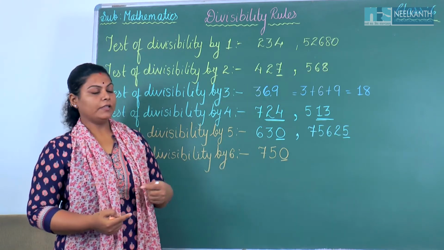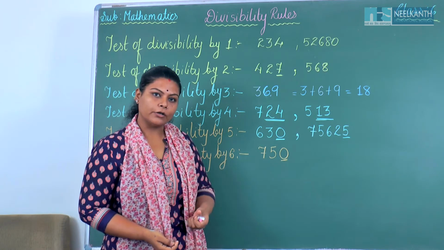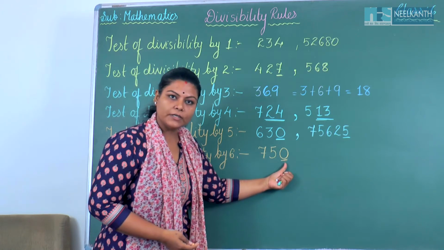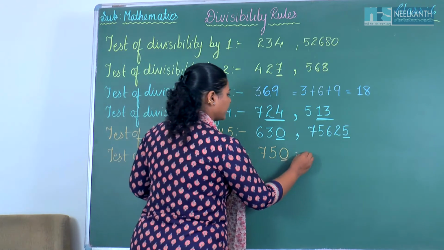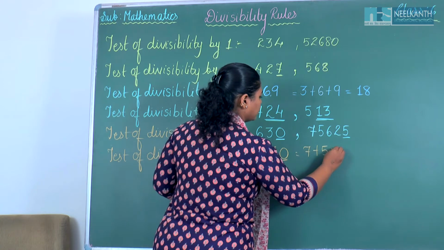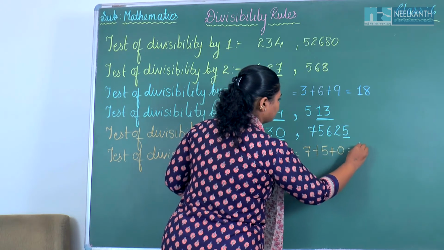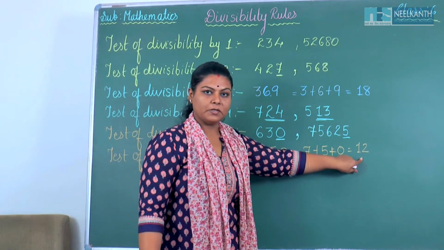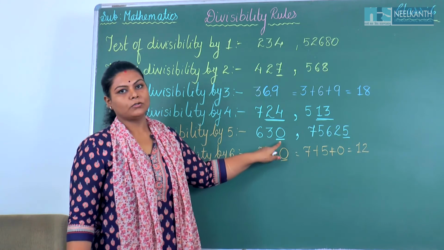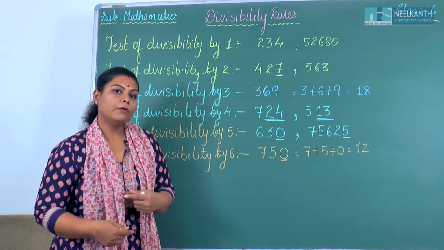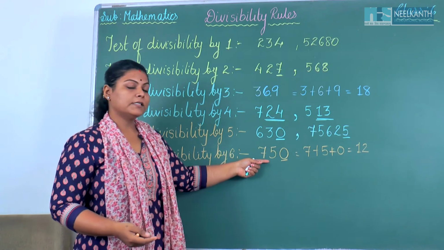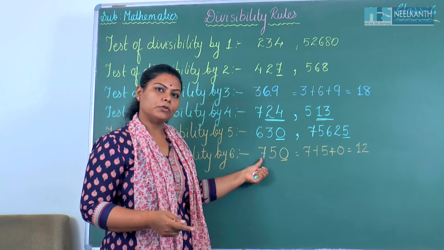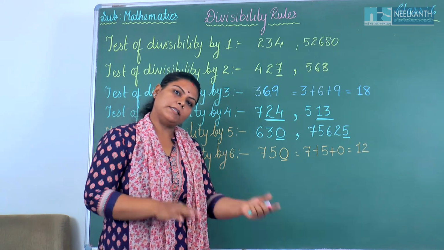Now we have to check whether this number is divisible by 3 or not. So for 3 the rule is that we have to add all the digits of the given number. So let's check. 7 plus 5 plus 0 is equal to 12, right? When the addition of these digits is divisible by 3, the whole number is also divisible by 3. So now we have to check whether this number is divisible by 2 and 3 both. Yes, it is divisible by 2 and 3 both. So this number can be divisible by 6 also.